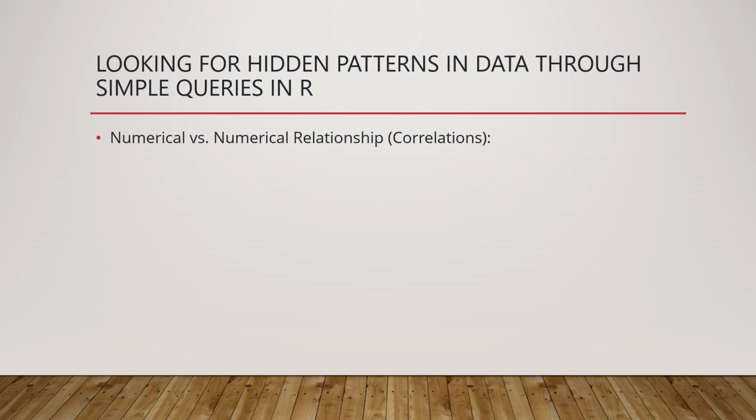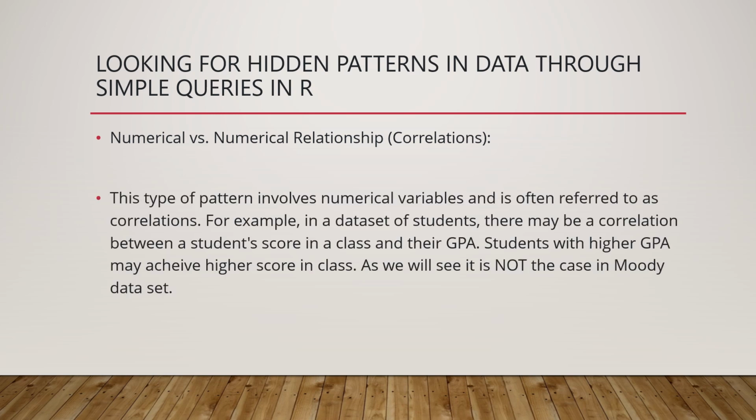So there are different cases here, like we'll see for plots as well. Numerical versus numerical relationship, correlations. So this type of pattern involves correlations between two different numerical variables. For example, for the Moody data set, it could be the correlation between score and attendance. If such an attribute is added for a party data set, it could be a relationship between rating and attendance. So is it true that parties which are rated higher are attended more often or less often? So we can discover those relationships.